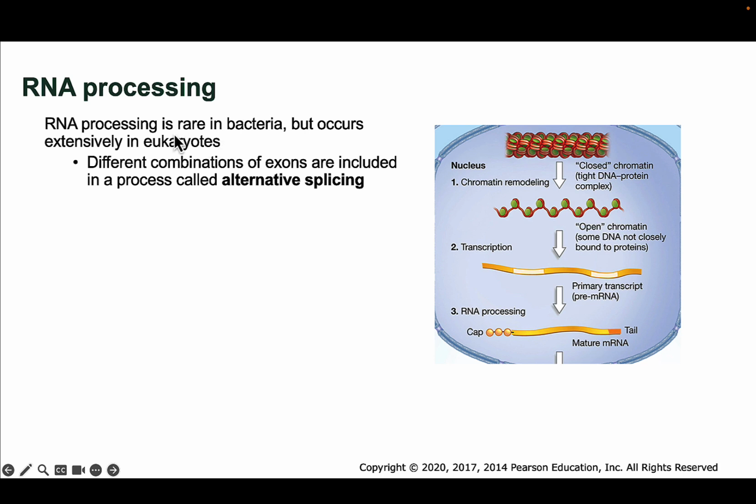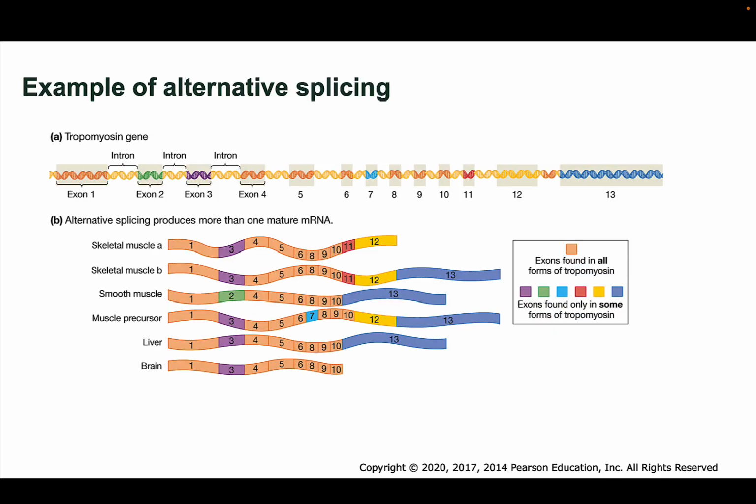RNA processing is rare in bacteria, but it occurs extensively in eukaryotic cells. There's an additional step of processing that can occur because different combinations of exons can be included in the mature transcript in a process called alternative splicing. So let's take a look at what that looks like.